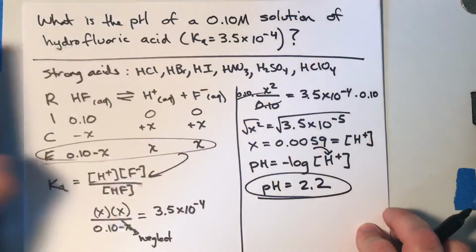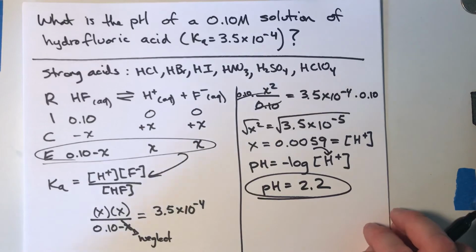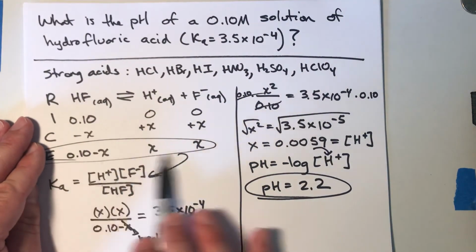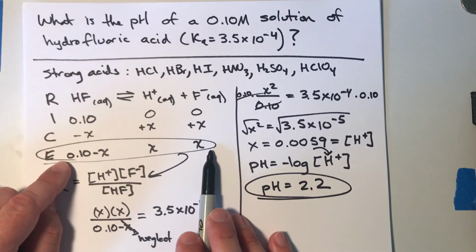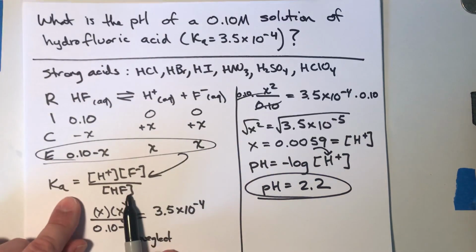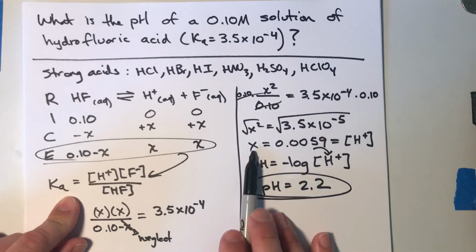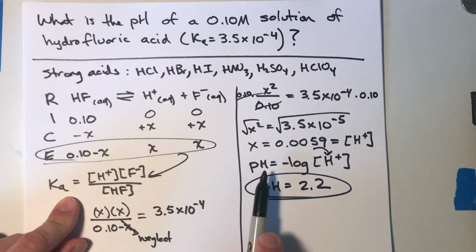So when you're solving a problem involving a weak acid solution, we're always going to use a Rice table to generate our variables to plug into our equilibrium expression, do the math. Remember at the end not to just stop at x, but to actually answer the question and find the pH.